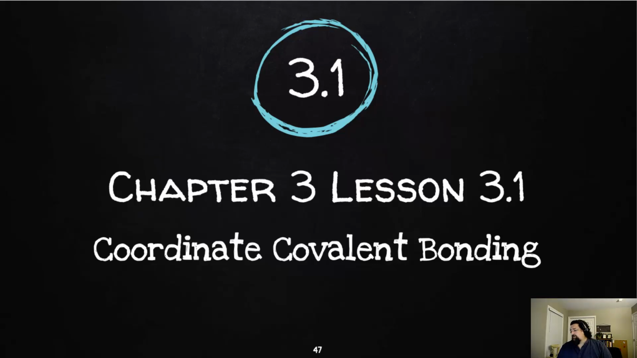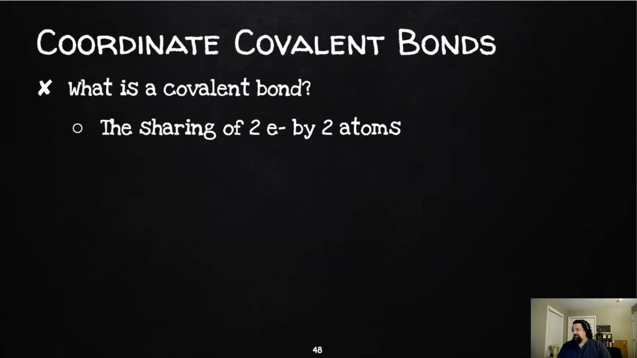All right. So today we're going to talk about coordinate covalent bonds. It's a bit of a mini lesson off of covalent bonds. And so what happens is that sometimes things aren't ideal. And so we're going to ask ourselves, what is a covalent bond? And we're going to get at that covalent bond is the sharing of two electrons. And so, well, where do the two have to come from?